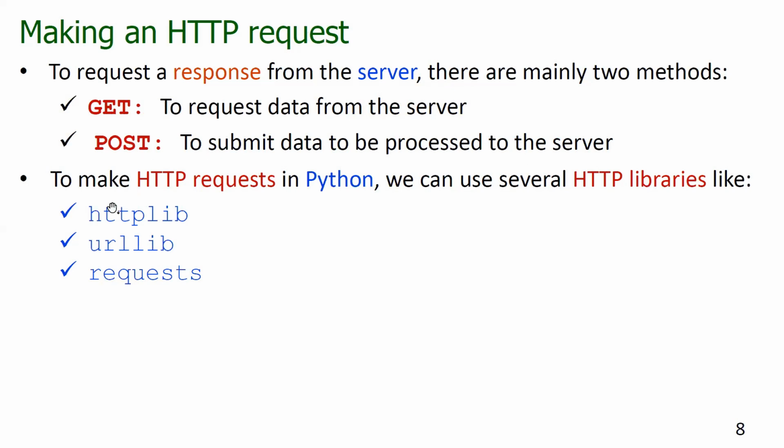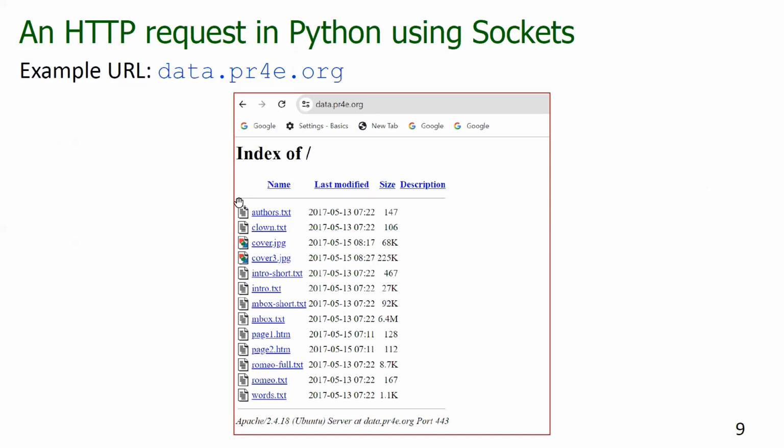Okay, in Python, how to make HTTP requests? We can use several HTTP libraries. The main important libraries are httplib, then the second one urllib, uniform resource locator, another protocol, then the requests library. So frequently these three are the important libraries used in Python for making HTTP requests. Okay, let us see first an HTTP request in Python using sockets.